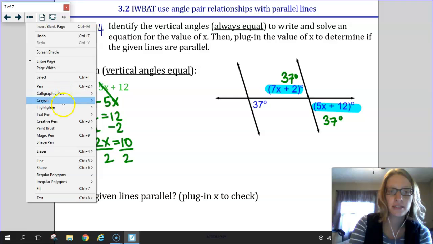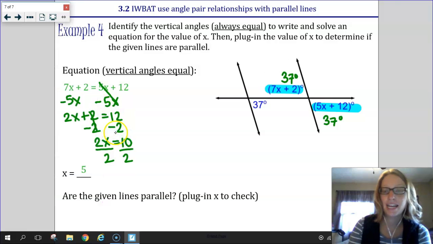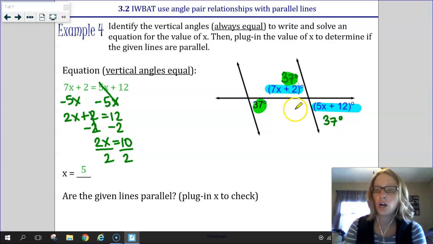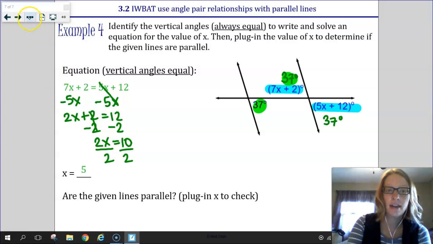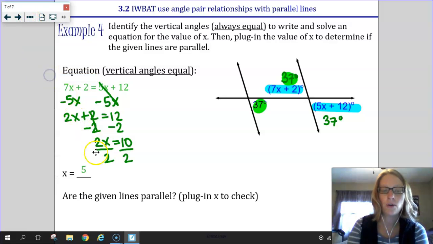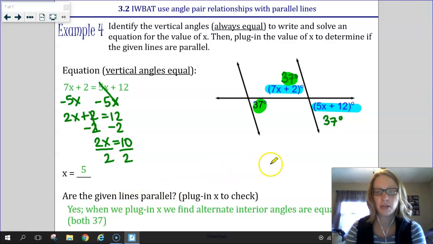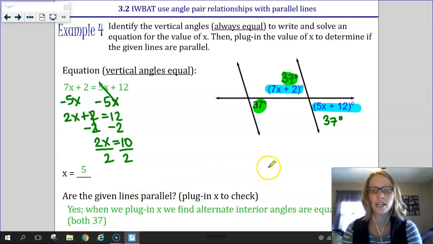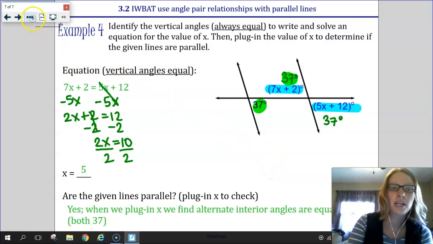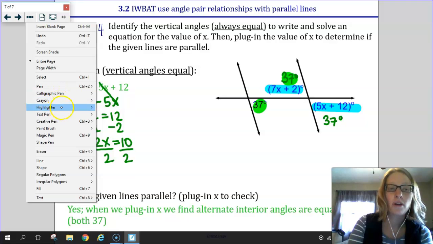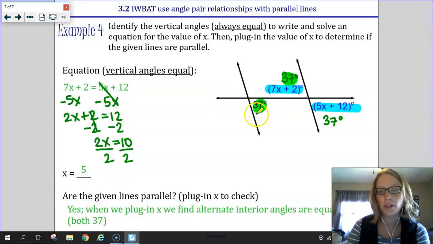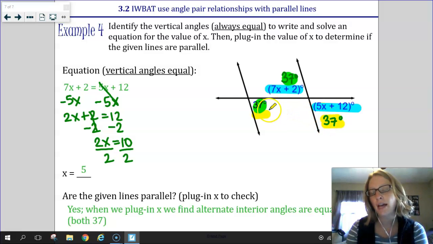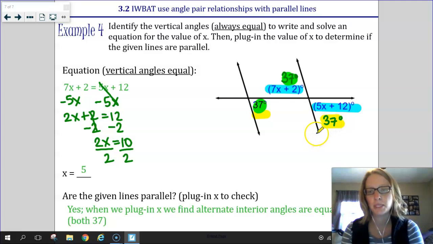I can either say yes because the alternate interior angles are congruent, so 37 and 37 are alternate interior angles. And in fact, in my description down below, that's the reason that I gave, yes, because when we plug in x, we found that the alternate interior angles are equal. They're both 37 degrees. However, an equally correct explanation would have talked about the corresponding angles, which are this 37 still given, and this 37, which are corresponding on the same side of the transversal in the same position.